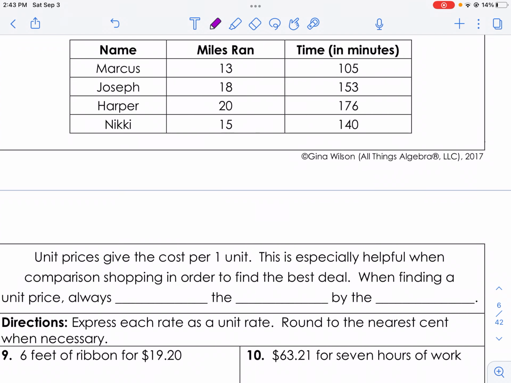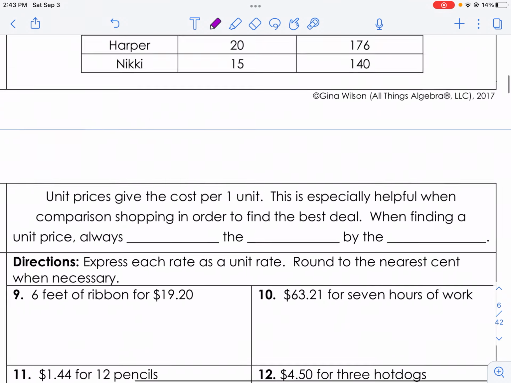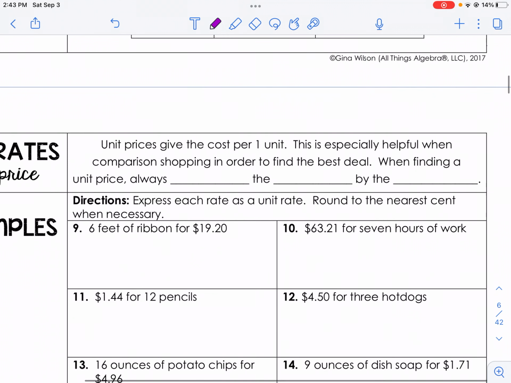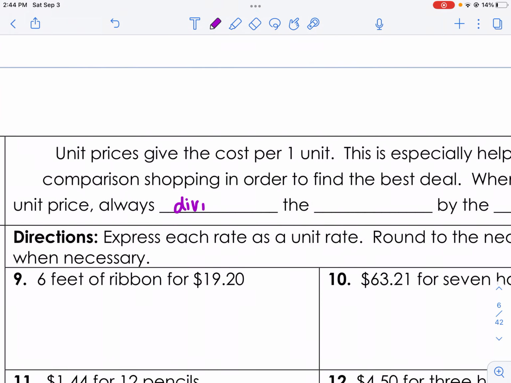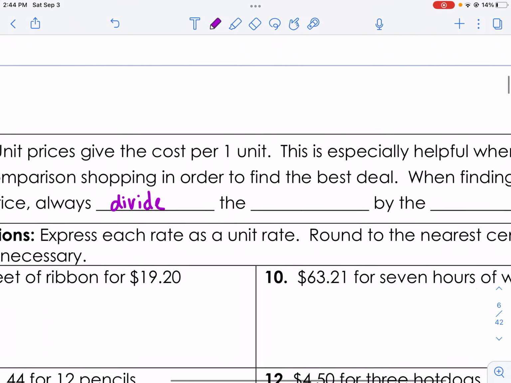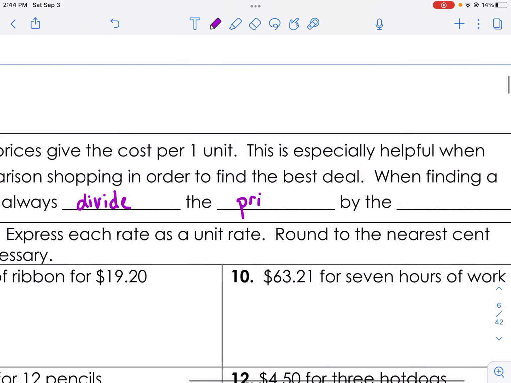We are almost done. This is really relevant because you want to save money when you're shopping for things, right? So unit rates with price. Unit prices give the cost for 1 unit. And when you're comparison shopping, whether you're at Costco or at Safeway or at Whole Foods, it helps you find the best deal. So to do this, and we'll just do 2 problems together, we will always divide the price by the quantity, so how much we get. So we'll look at a couple of examples to make this make sense.